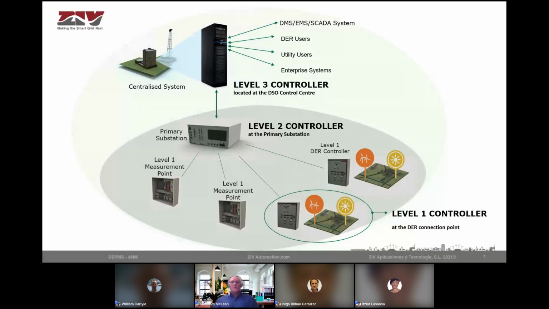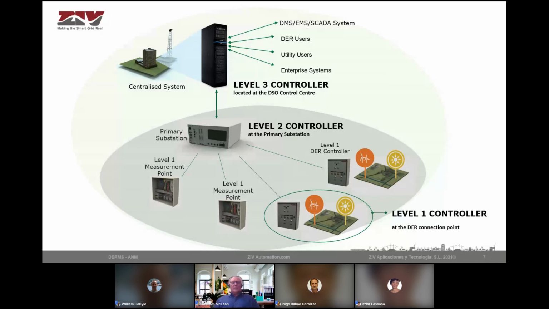The data all comes from the existing DMS, EMS, or SCADA system from our customer. That's where the majority of the data comes from. So when we're using a level 3 controller, usually it's a large network, and it's a large geographical area with lots of inputs. And so that's where we get our information. We normally utilize an ICCP link, which will interface that large data into our level 3 controller, which is located at the DSO control center. So it's nearby. It kind of becomes part of that.